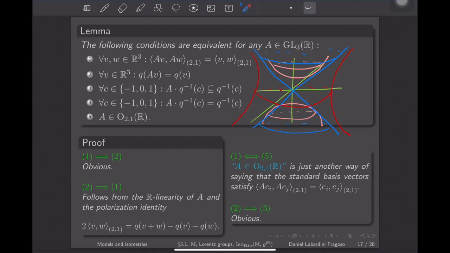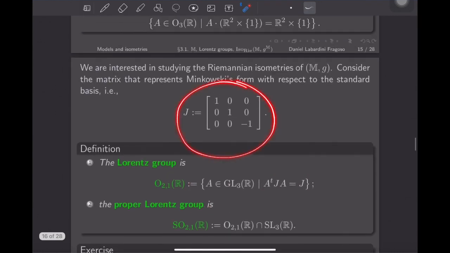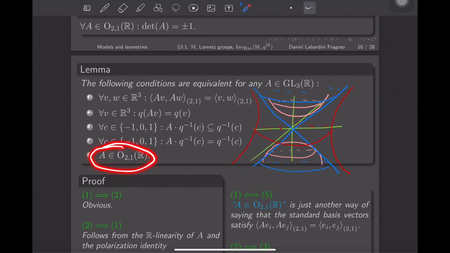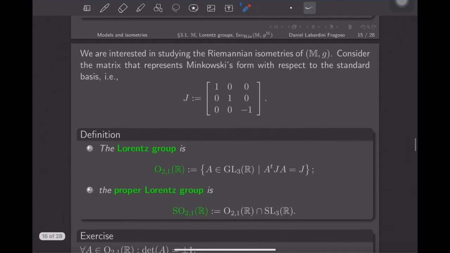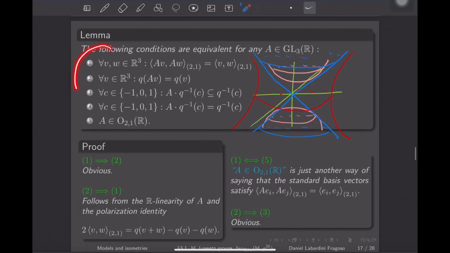And finally, four: preserving this matrix. You see, this condition is the easiest to check. For this condition, you really have to just perform two matrix multiplications and check whether this happens or not. So all of this is more conceptual, and this is what you actually end up checking in practice, let's say.